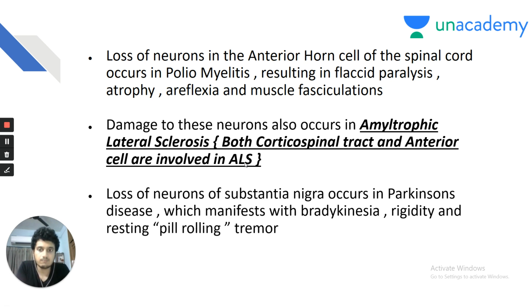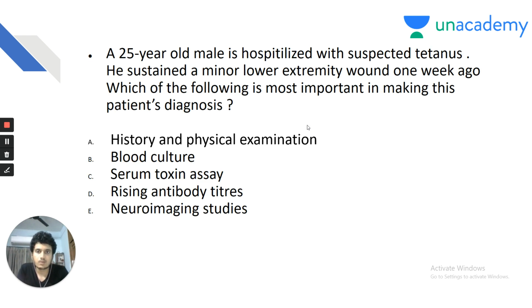popularly known as ALS. Loss of neurons in the substantia nigra occurs in Parkinson's disease, which manifests with bradykinesia, rigidity, and tremor. This is a very important clinical question, my dear friends. Loss of dopaminergic neurons in the substantia nigra occurs in Parkinson's disease, which more commonly manifests with rigidity, bradykinesia, and tremor. So the classical triad of Parkinson's disease is rigidity, bradykinesia, and tremors, the classical pill-rolling tremor. So that's what we discussed in the first clinical snippet.